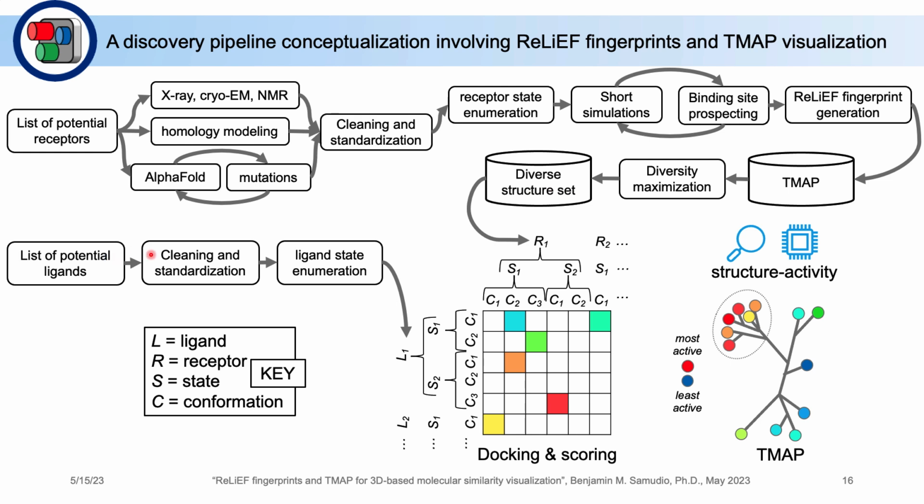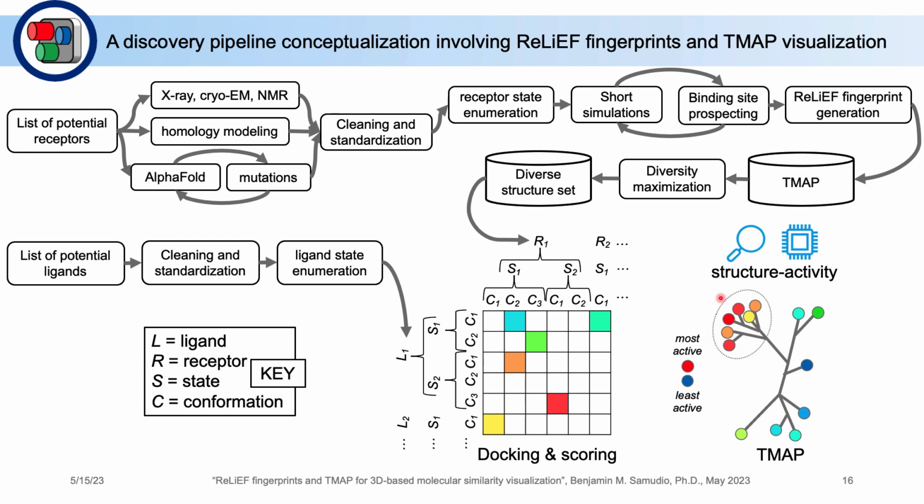With the ligands, we can clean and standardize those and enumerate their states. And then we do docking and scoring via this matrix of receptors and ligands. And associated with this matrix is going to be a TMAP. And we can color, for example, the TMAP based on score, with the idea being that we find these clusters here that have similar score, then those are probably regions we want to explore further and would represent structure-activity relationship perhaps.